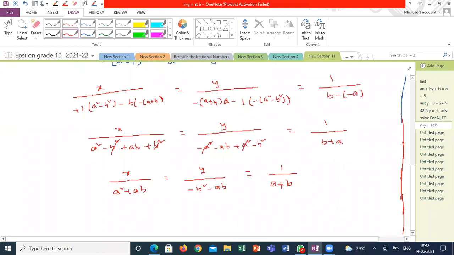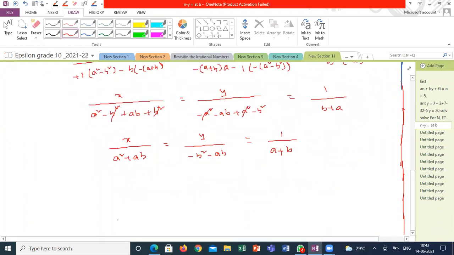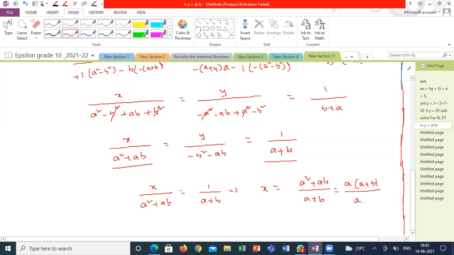So now I am solving for x comma y. For solving x comma y, I have to consider this ratio and this ratio. So x by a square plus ab is equal to 1 by a plus b. From here, x is equal to a square plus ab by a plus b. In the numerator, if I am taking a common, a of a plus b divided by a plus b, a plus b cancel, x is equal to a. Guys, are you clear how I got x value here?